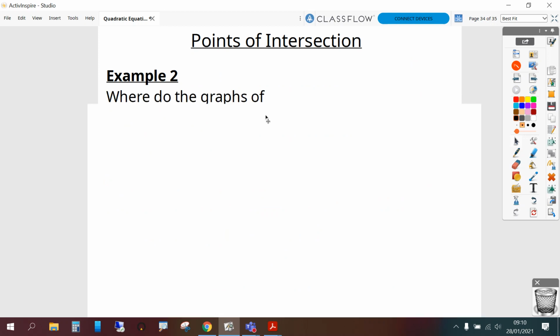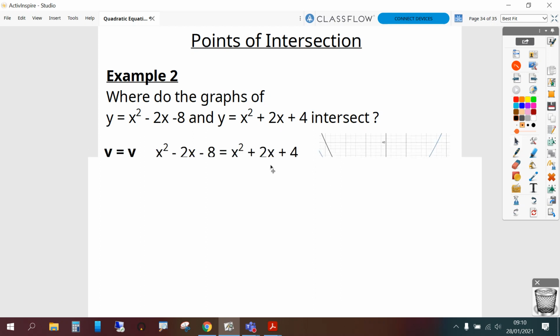Example 2. Where do the graphs of y equals x squared minus 2x minus 8 and y equals x squared plus 2x plus 4 intersect? Again, we make the y equal to the y. So, first function equal to the second function.